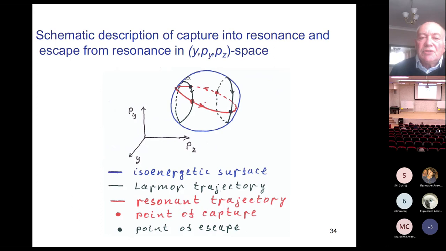We have an isoenergy surface, which is the sphere. Larmor motion, which we have in the absence of the wave, is motion on some circles, which are sections of the sphere. And the resonance surface is an inclined section of the sphere. So the motion is like this. We move on a Larmor circle. Then we can be captured by the wave. Then we can have escape and again motion on a Larmor circle. Then we can have capture and escape again and again.